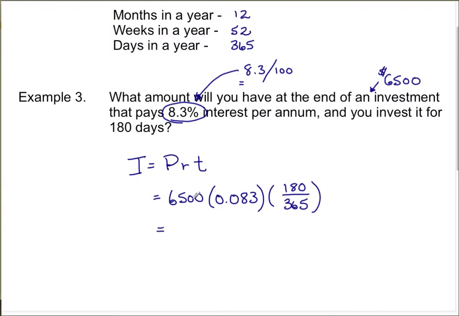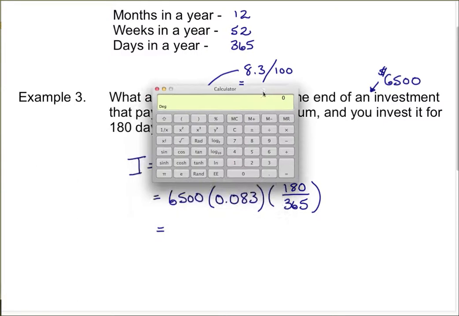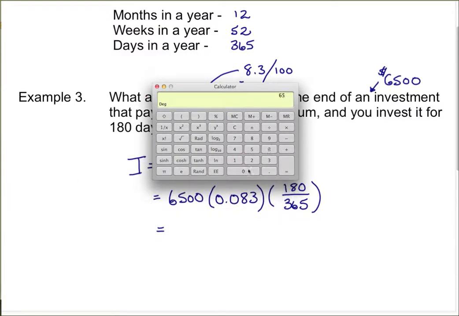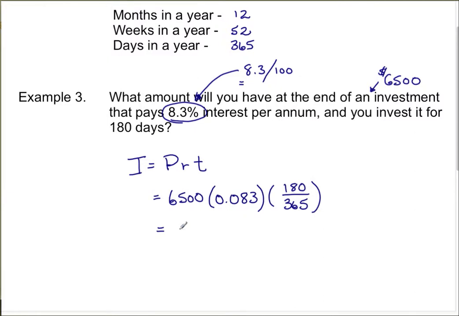So then we just plug it in. We go this times this times this, and then divided by this. So pull this up. There's a lot of this, isn't there. 6,500 times 0.083 times 180 divided by 365. And that is $2,660.55.